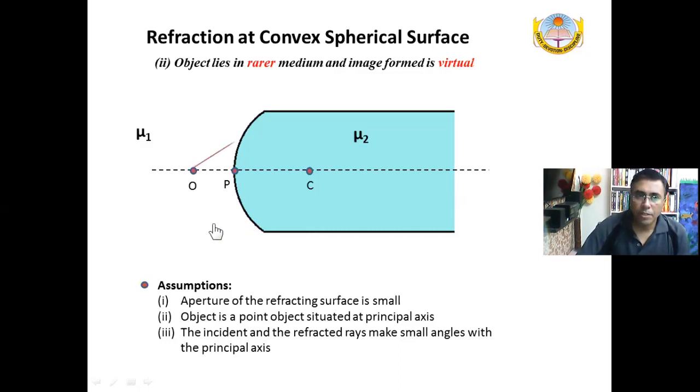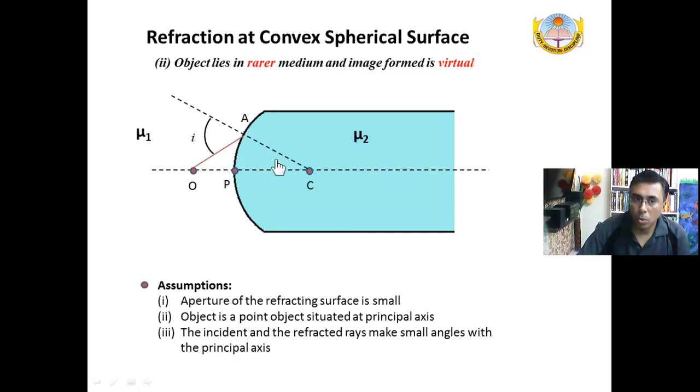We have an incident ray which starts from O and it strikes this spherical surface at point A. Now again, when I join C with A, I get this dotted line, and this dotted line will act as a normal to this spherical surface. Now this angle will be angle of incidence I.